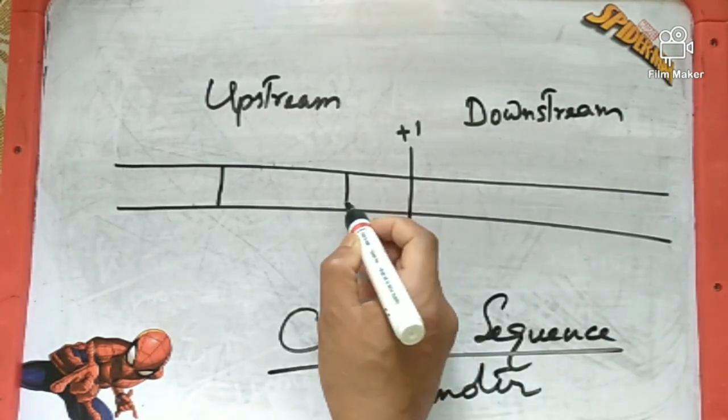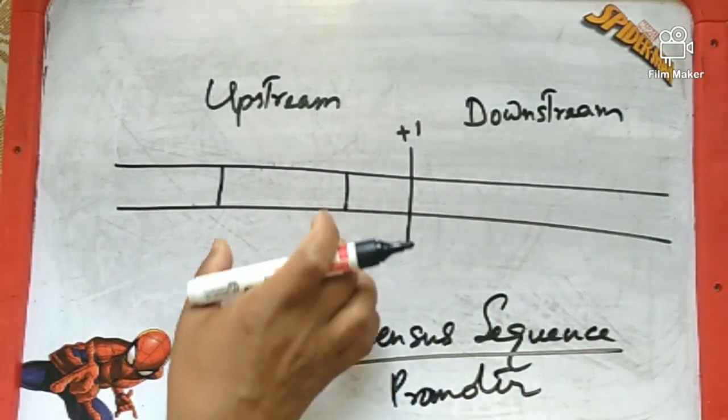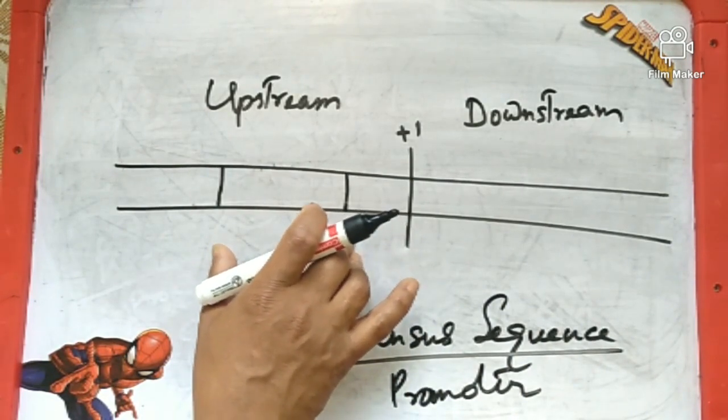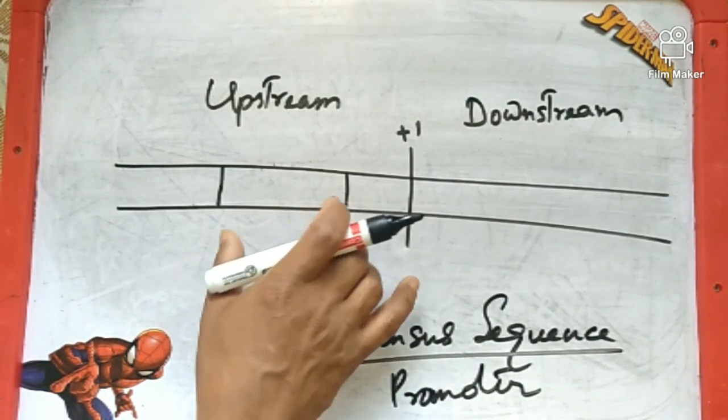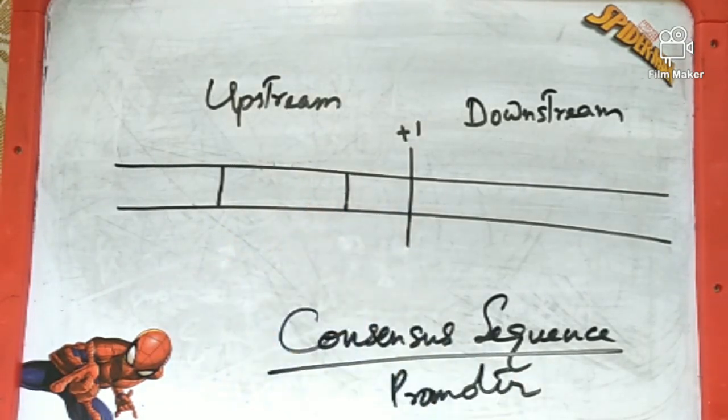The point is that the promoter is a long sequence of DNA, and within the promoter, not all the bases present are important for RNA polymerase to identify the region.